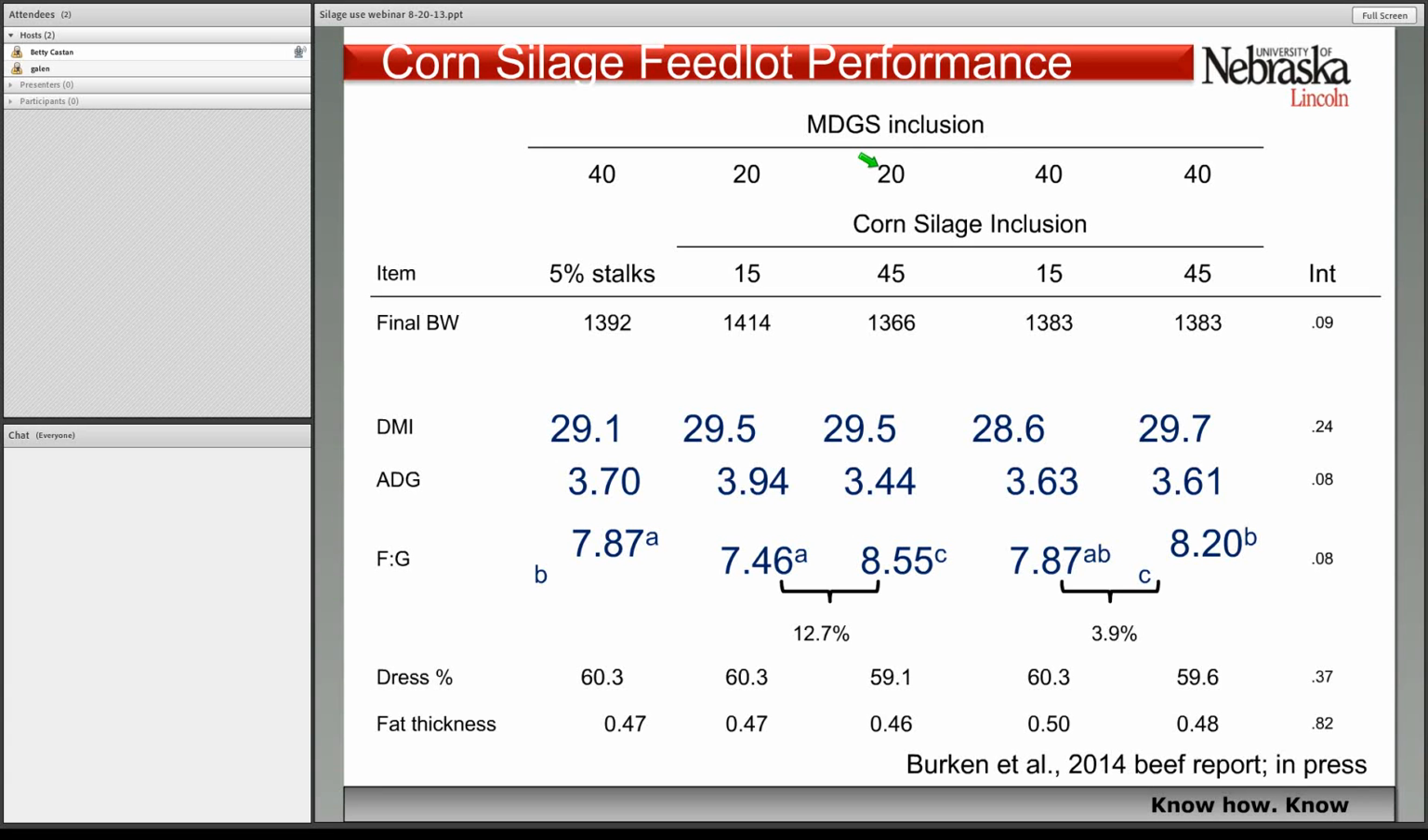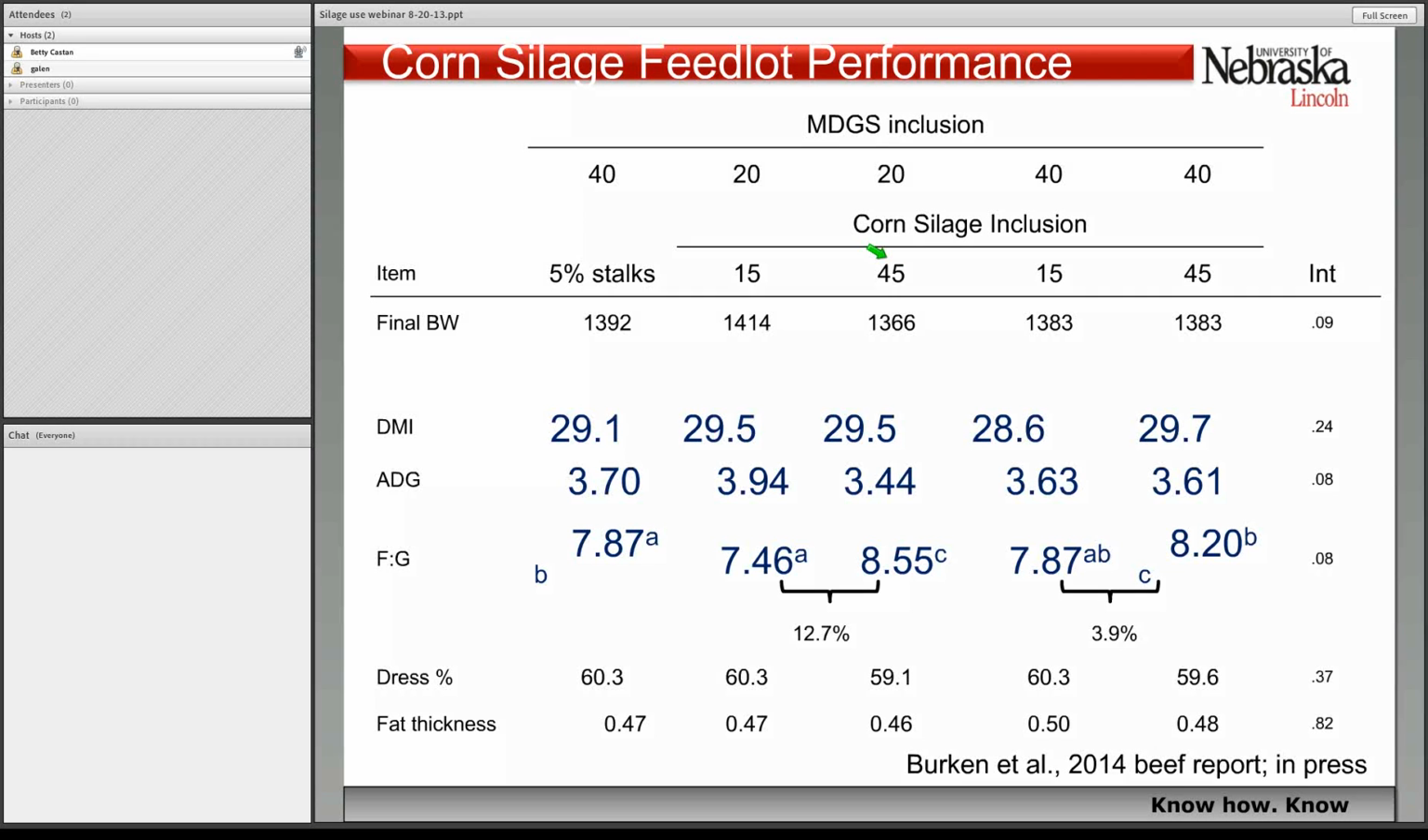And so we're currently testing this. This is one experiment that was recently completed, and we have one in progress now where we're looking at 20% inclusion of distillers, because that's probably more typical, and compared to 40% inclusion of distillers with either a traditional low level of silage or a fairly high elevated level of silage to see what happens.